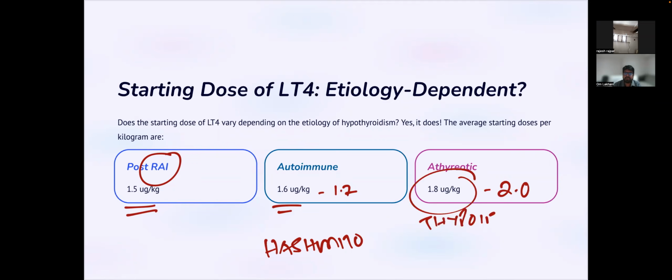So you can start these patients directly on these doses depending on the etiology, right? So 1.5, 1.7 and 2, or 1.8 to 2. So post radioactive iodine, you can start this dose. Most of the typical cases, autoimmune cases, you start 1.6, and athyrotic cases, you can start the patient on 1.8 to 2 microgram per kg. Okay.